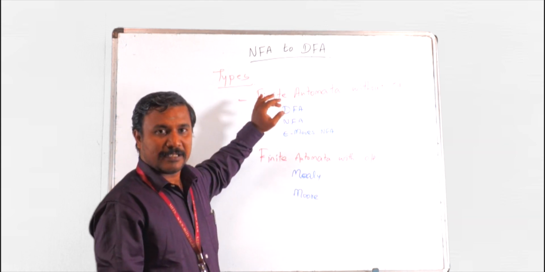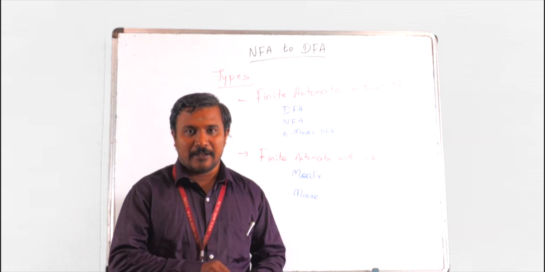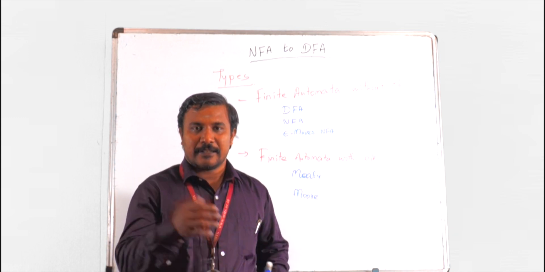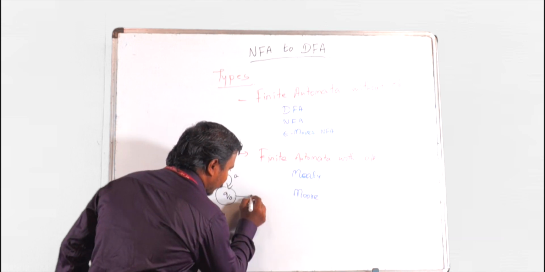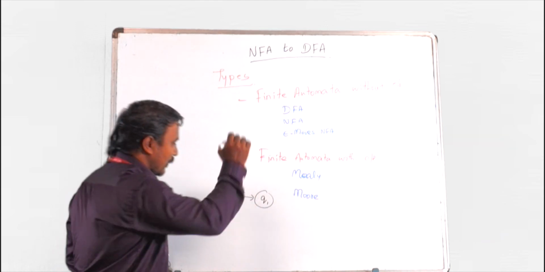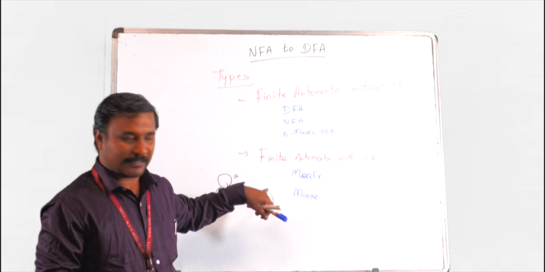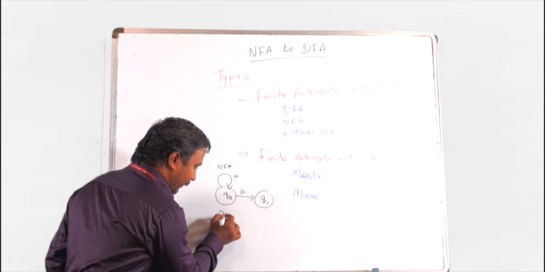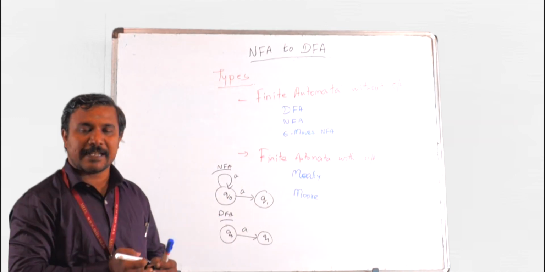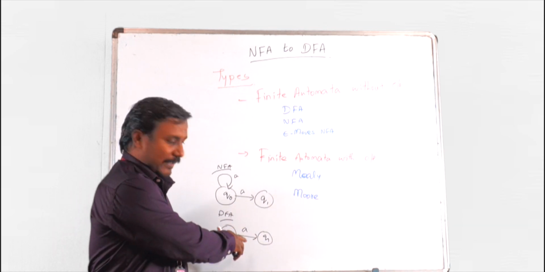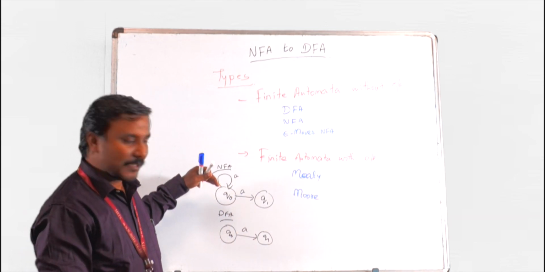What is meant by NFA, that is, non-deterministic finite automata? This finite automata has the property of accepting the same input for different states. Now you can see this: Q0 is one state, Q1 is another state. When we give the same input, it reaches two different states. This is called an NFA. But when it comes to the DFA, for one state, each input has a unique state. That means if Q0 accepts input A and reaches Q1, it will not accept the same input one more time. This is the main difference between NFA and DFA.